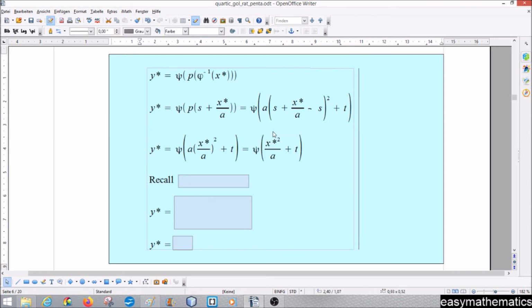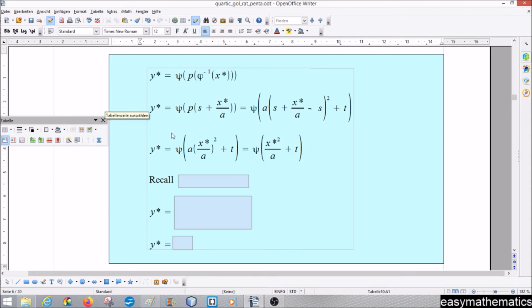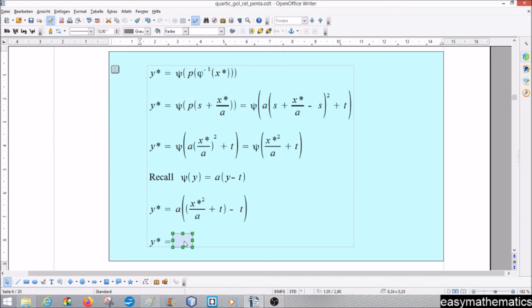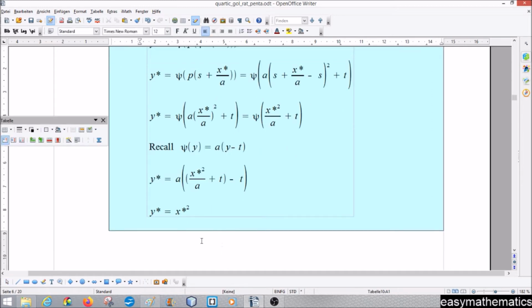Now we write the argument of psi as x star squared over a plus t. Now remember, psi of y is a times y minus t. If we plug that in, we find a times x star squared over a plus t minus t. So t minus t cancels out and a over a cancels out, and what we get is our statement, similar to the normal parabola. Okay?